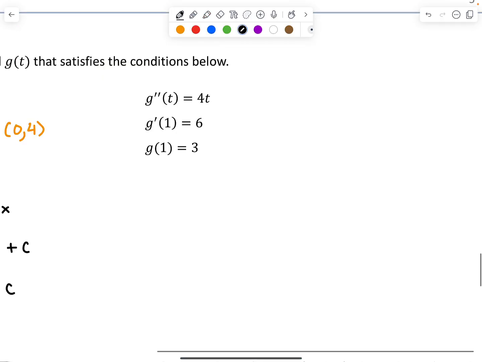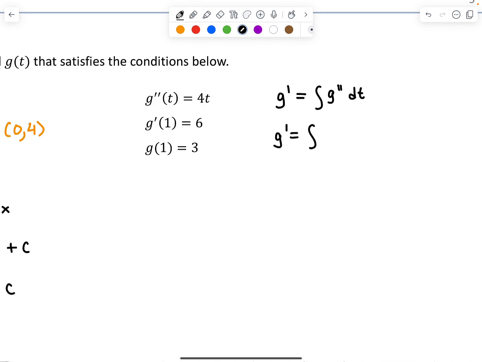Now for g, we're given the second derivative as a function of t, and then given information about both the first derivative and the original function at certain data points. So working backwards, if I want to find g prime, I'll leave off the of t. I need to integrate or anti-differentiate g double prime dt. So g prime is the integral of 4t dt.